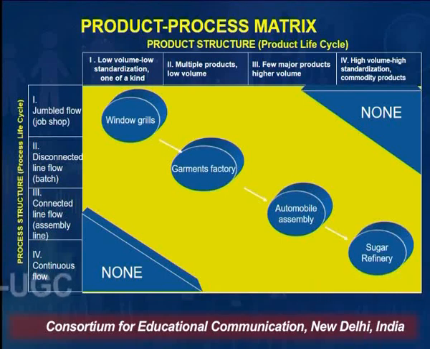Next comes the automobile assembly. Automobile assembly follows an assembly line system, wherein again the volumes have increased. And in the last, sugar industry and paper industry are characterized by high volumes and low customization. So you have seen all those things in totality.